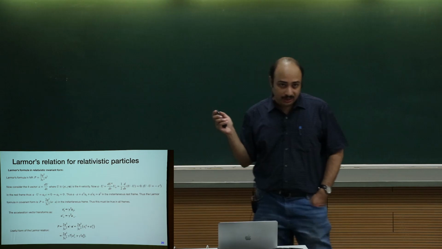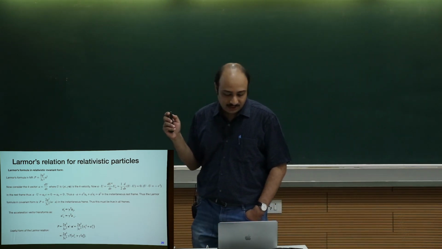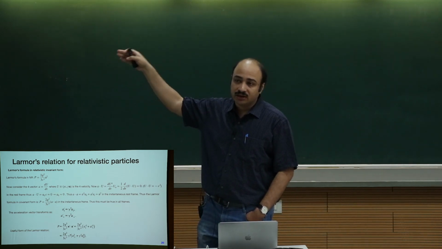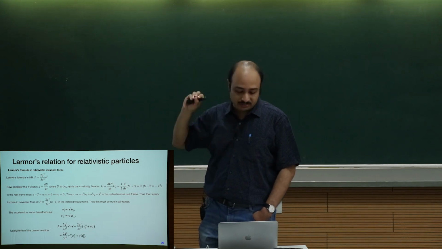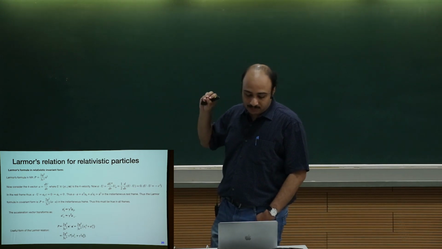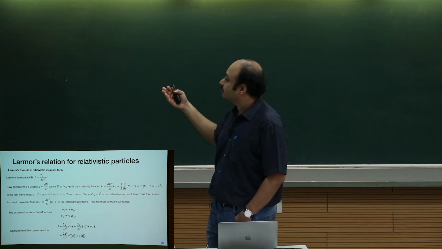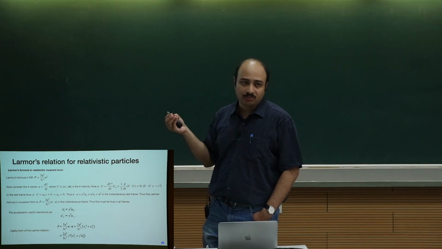Now, I told you Larmor's formula earlier, so that was for a non-relativistic particle. So what do we do for relativistic particles? Again, all the approximations earlier assume some sort of a non-relativistic approximation in them. But before going into full-scale relativity, we can easily play some tricks and find some Lorentz invariant form of these expressions.